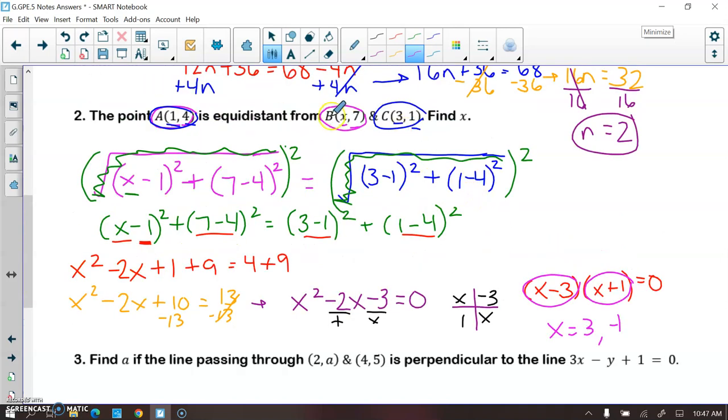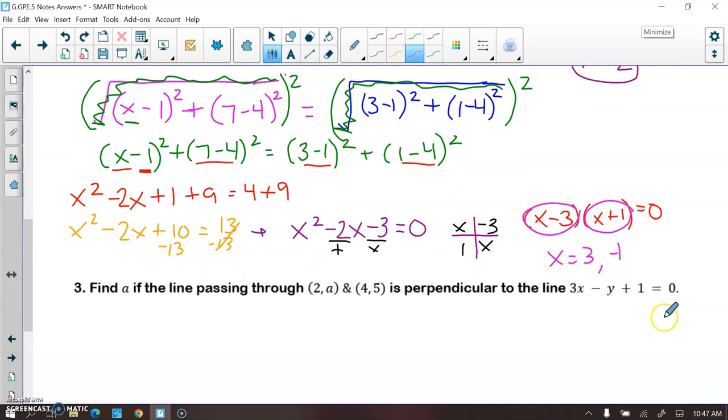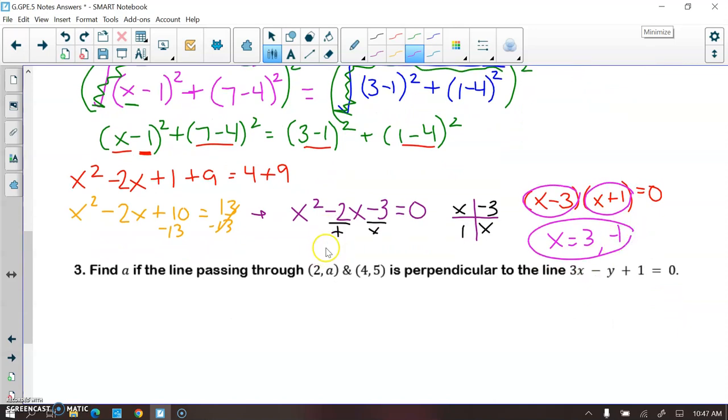Now, x is part of a coordinate. And a coordinate can be positive or negative. It's not a distance here. Distances cannot be negative. But x here is a coordinate, or part of a coordinate. And part of a coordinate can be negative, so both these answers work. We need to keep both of them.